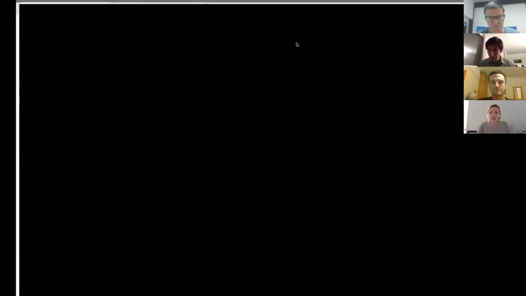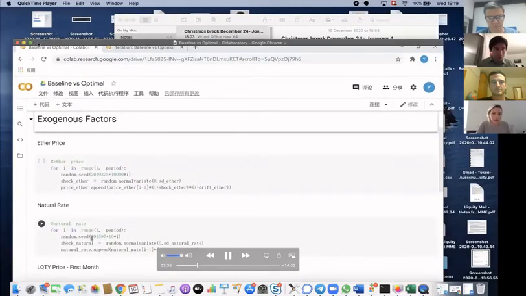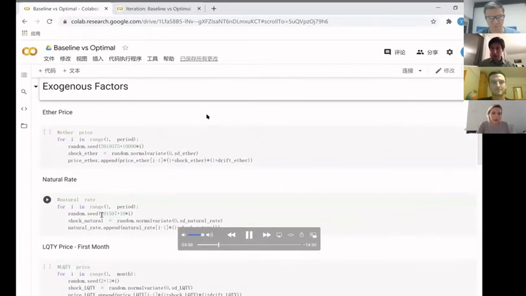No. It follows a random walk. So you can see. And then we also have natural rate. So the natural rate is a return, or it's also the opportunity cost for stability pool providers.